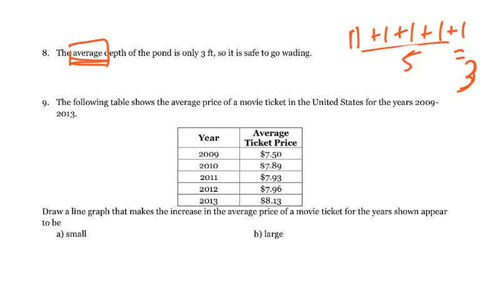Then we have this table that says the following table shows the average price of a movie ticket in the United States for the years 2009 to 2013. Draw a line graph that makes the increase in average price of a movie ticket for the years shown appear to be small and then appear to be large. So I'm going to draw some quick sketches to match this. I'm going to ask that you pause and try to make your own, and then we'll compare.